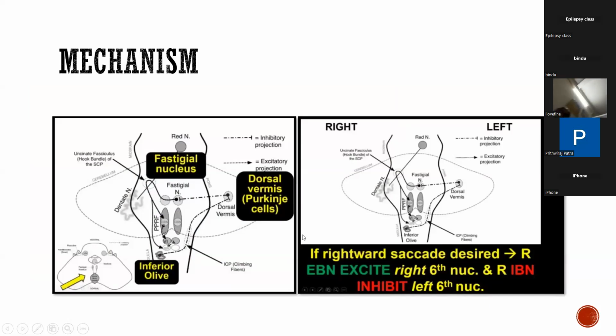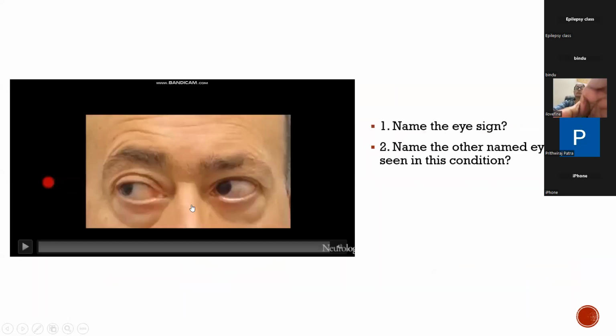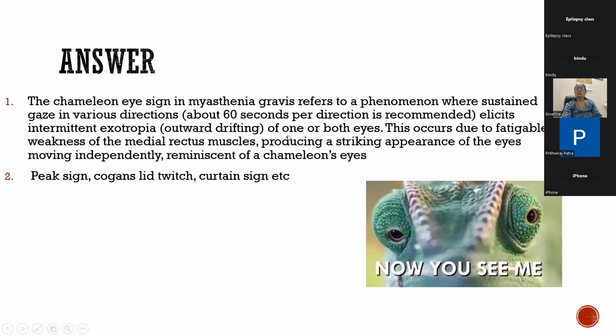A 57-year-old male with myasthenia. The eye finding is the chameleon eye sign, which is described in myasthenia gravis, and refers to a phenomenon where sustained gaze in various directions elicits intermittent exotropia of one or both eyes. This occurs due to fatigable weakness of the medial rectus muscle, producing a striking appearance of the eyes moving independently like a chameleon. Other signs in myasthenia include peek sign, Cogan's lid twitch, and curtain sign.